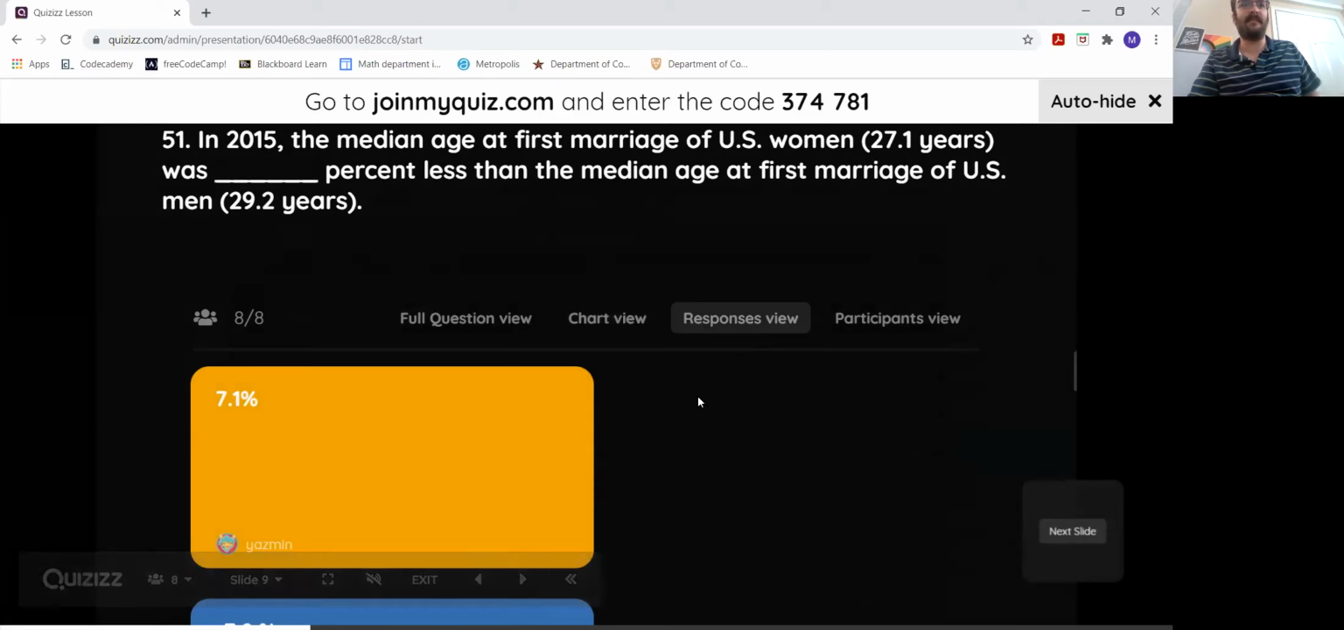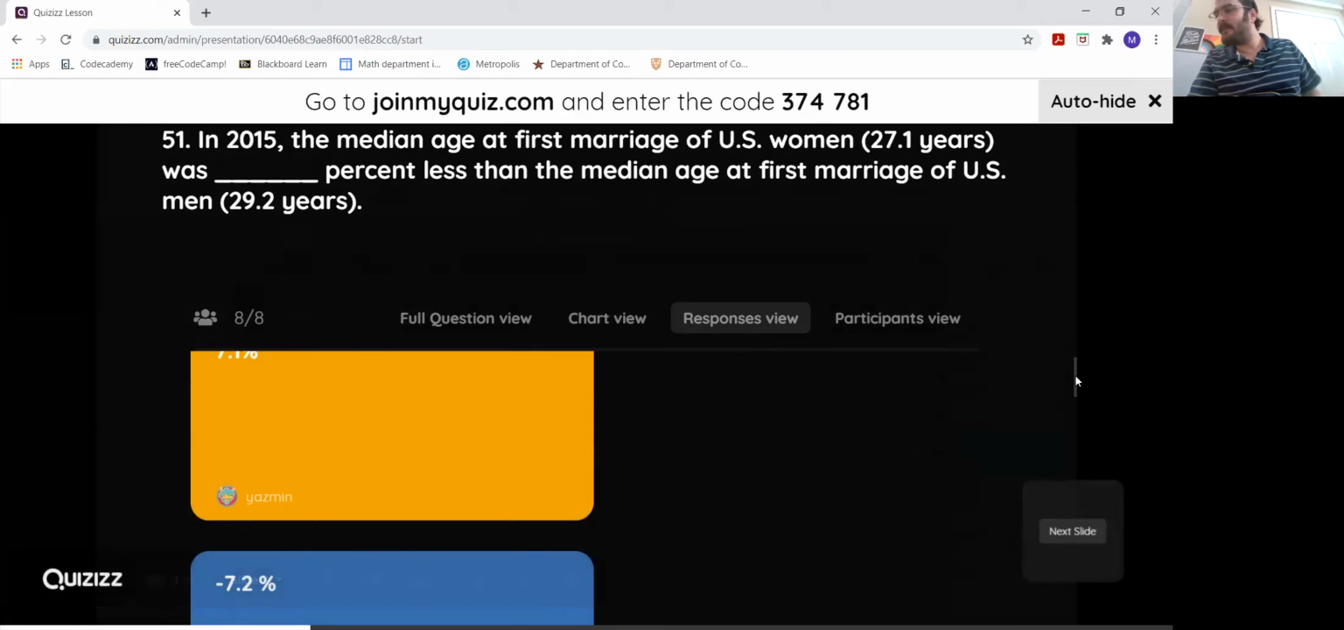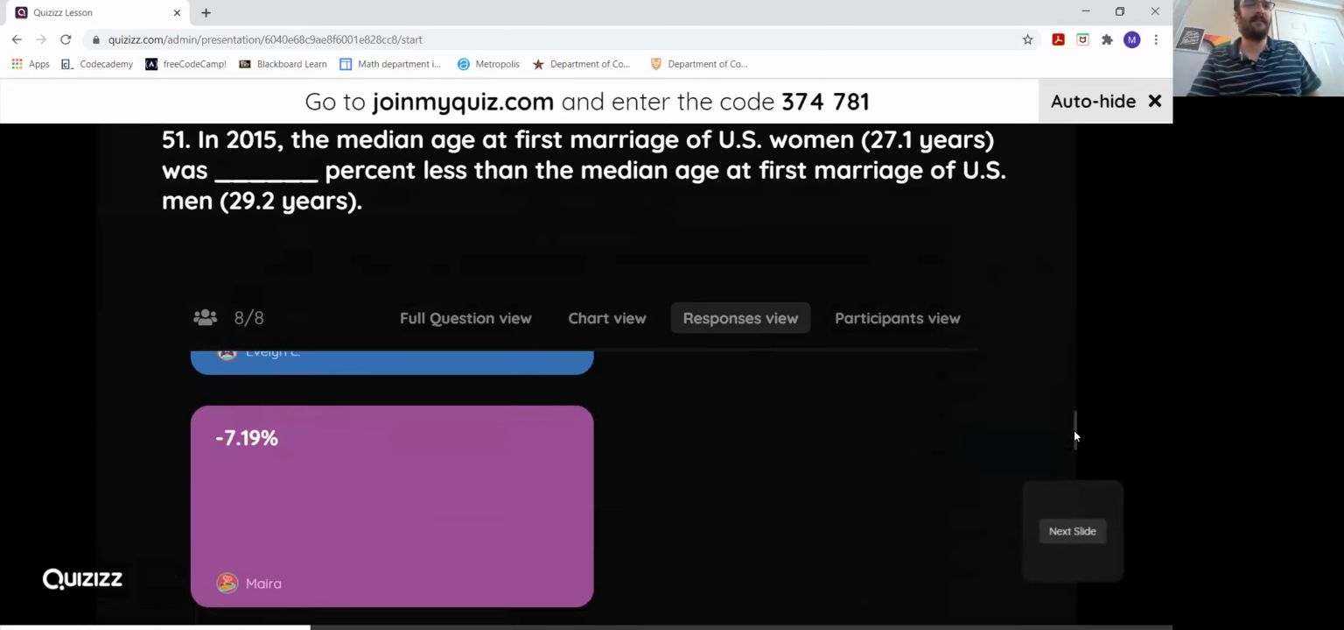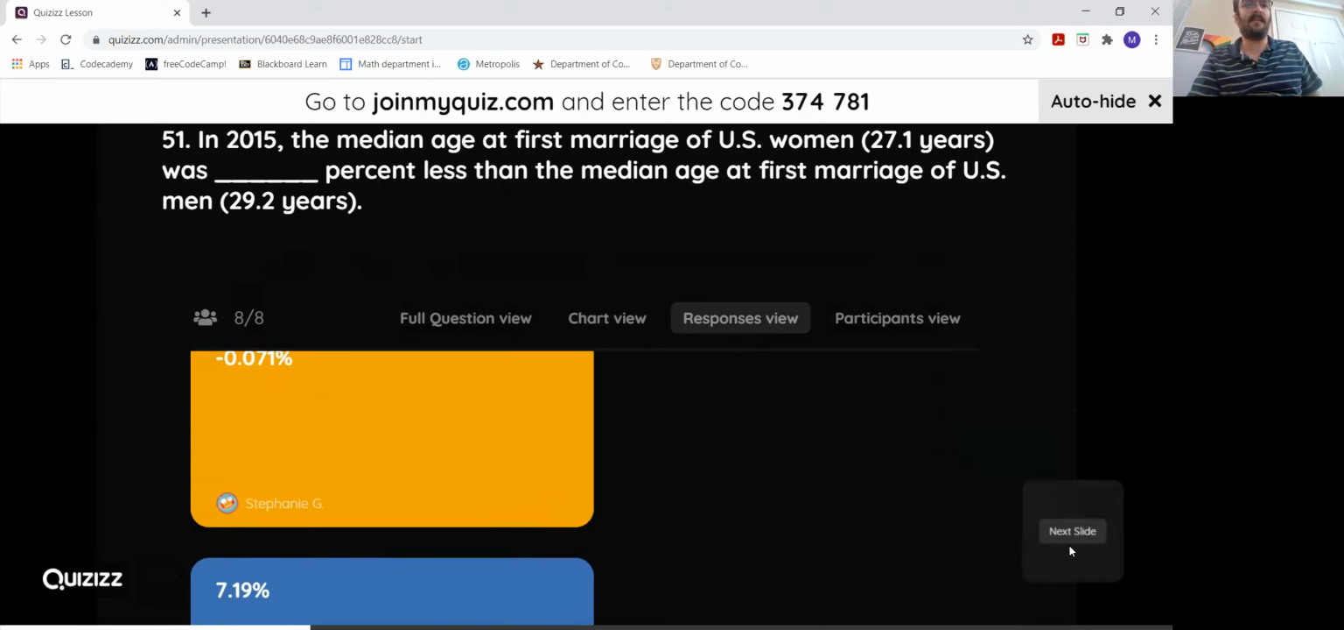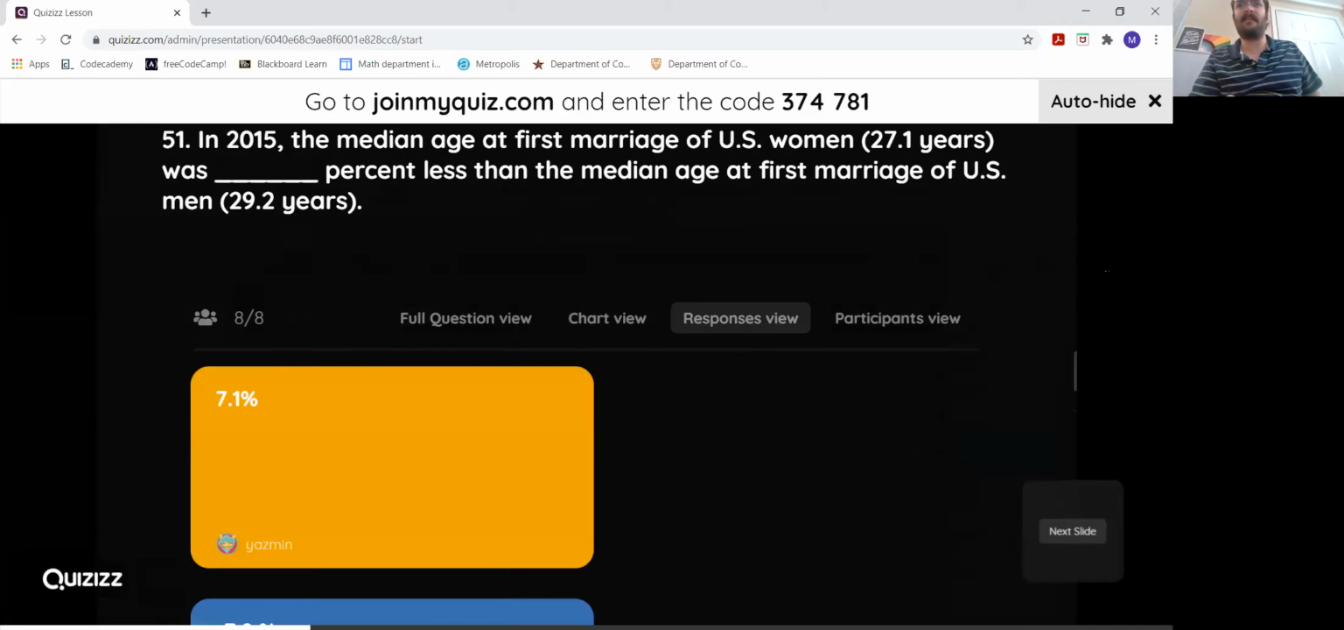What are we doing? Dividing by 7.1. All right, so 7.1 is close. 7.2 is close. Yeah. Didn't convert. You got to convert that to a percentage.